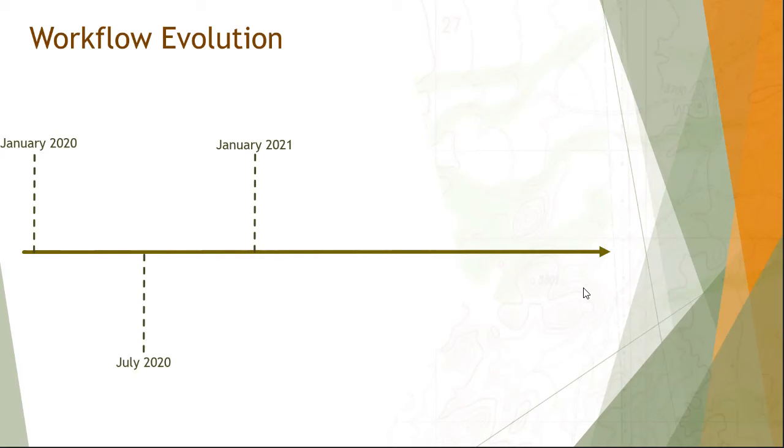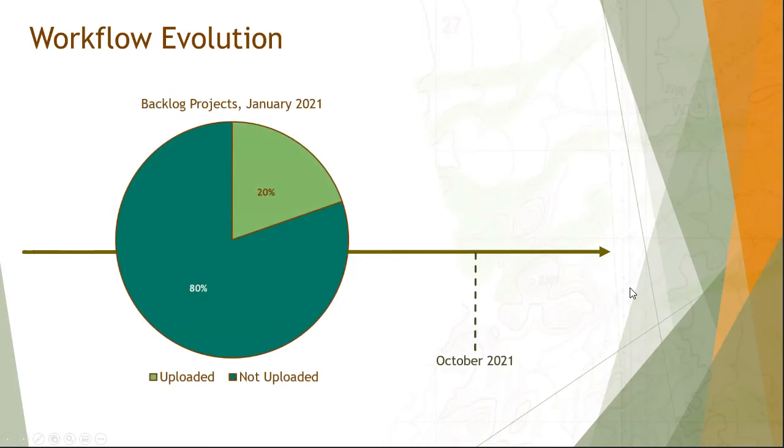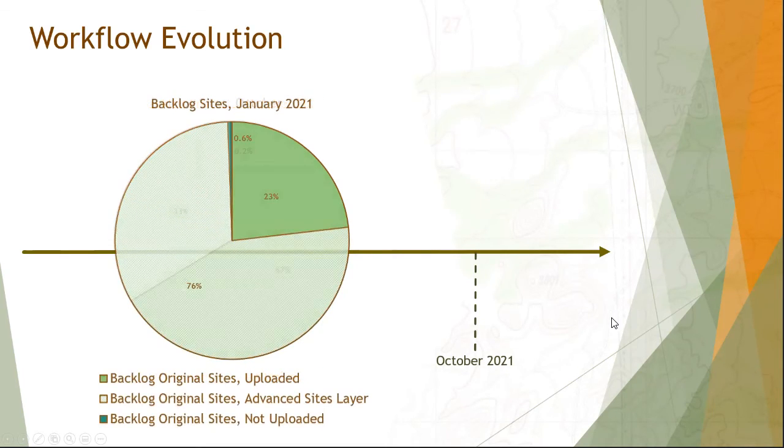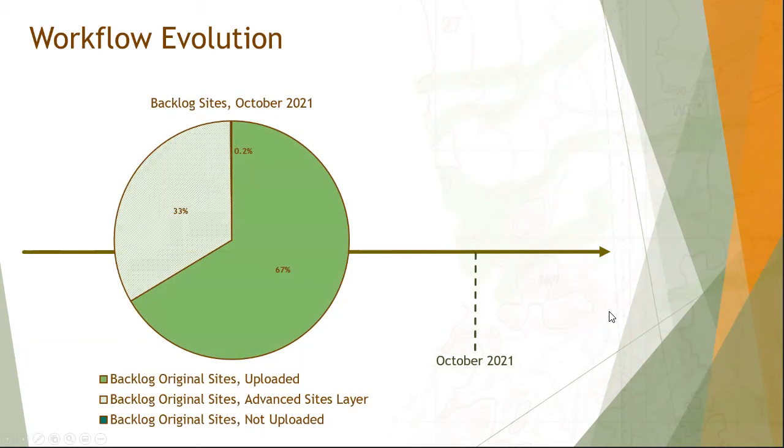Okay, so then coming back to our timeline, here we are in October 2021. In terms of projects, we're now at 81% of our projects have been uploaded using that decoupling of projects and sites approach. And in terms of sites, we now have 2/3 of our sites fully uploaded. So we've made a lot of progress in the last 6 months or so.